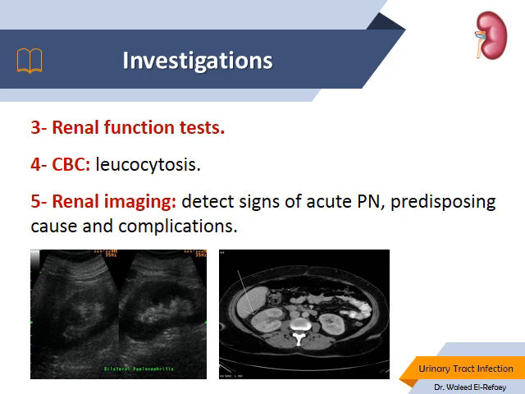Also, in the investigations of acute pyelonephritis, we need to do renal function tests to assess the renal function, whether there is acute kidney injury, chronic kidney disease, or normal function. CBC may show leukocytosis due to infection. Renal imaging, either ultrasound or CT, detects signs of acute pyelonephritis and the predisposing cause, and complications, if present. From this ultrasound picture, we can see nephromegaly, or enlargement of the affected kidney with acute pyelonephritis, and here this kidney is enlarged when compared with the other kidney because of acute pyelonephritis and infection.